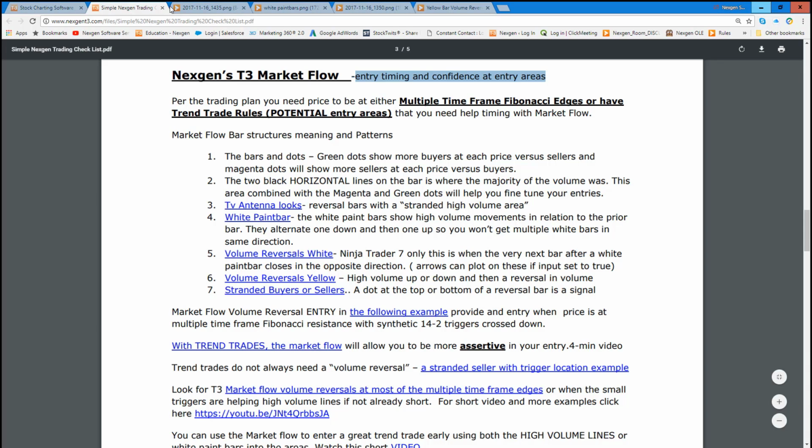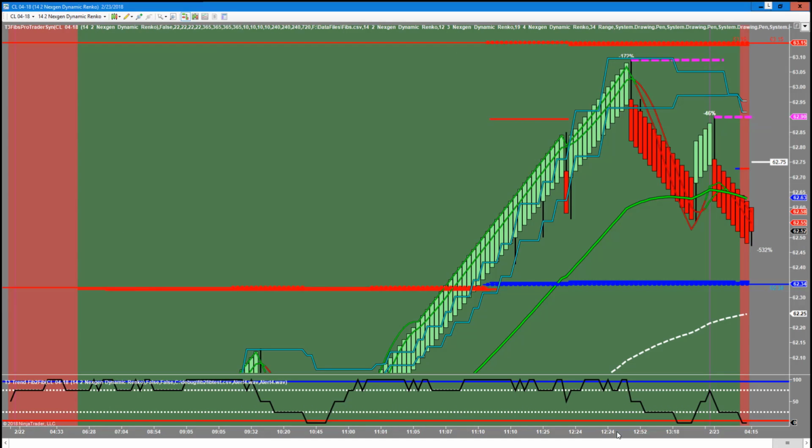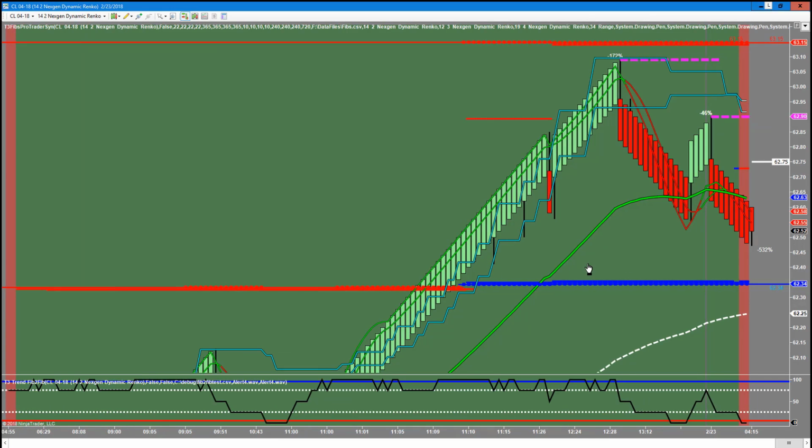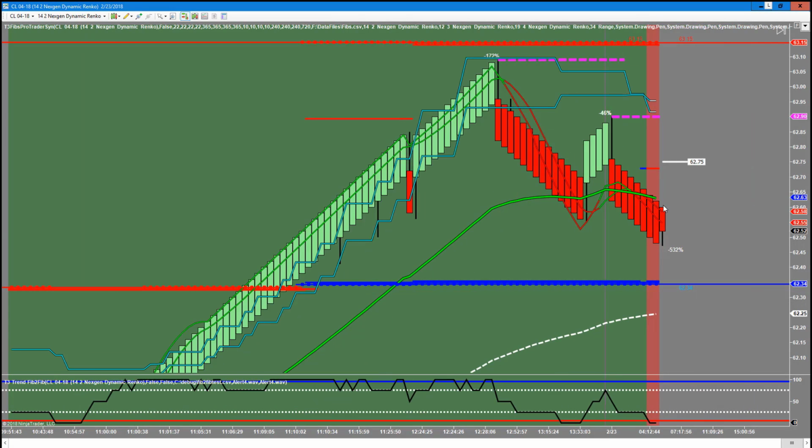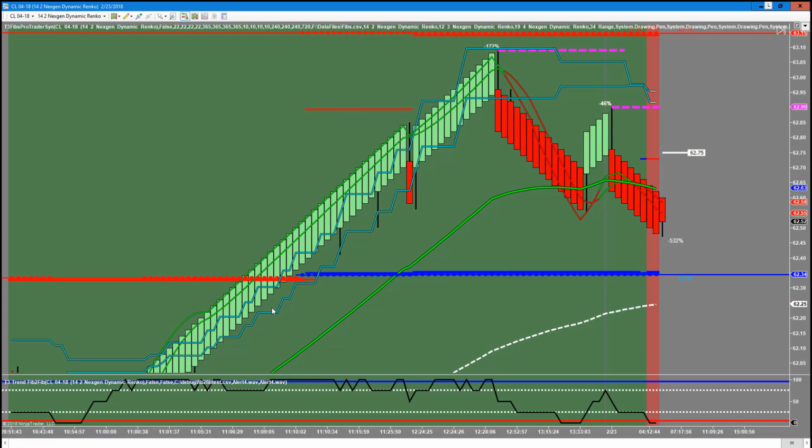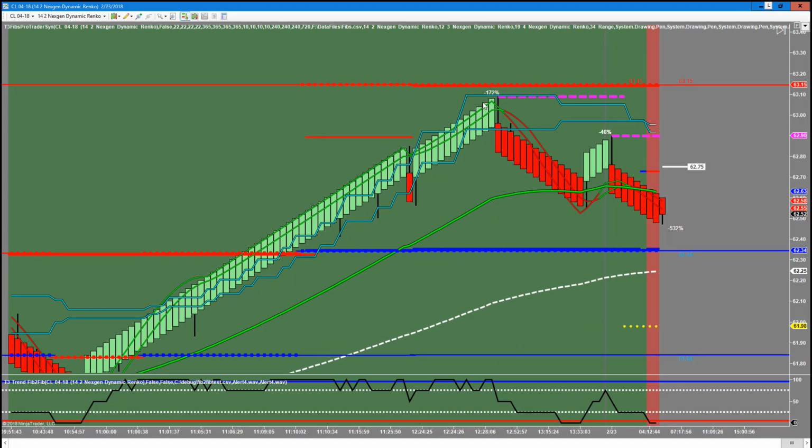Again, I want you to keep in mind and I want you to understand the thought process. When we look at our larger charts, and this is really the full package right here, you end up with these Nexgen dynamic Renko bars smoothing out price, which gives us a very clear, very broad view of whether we're going up or whether we're going down.